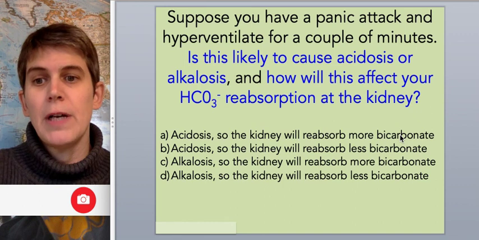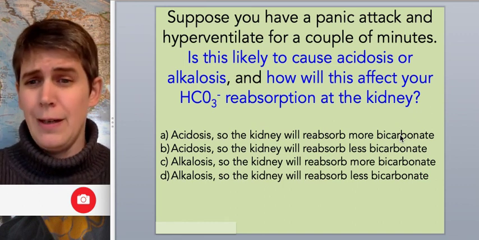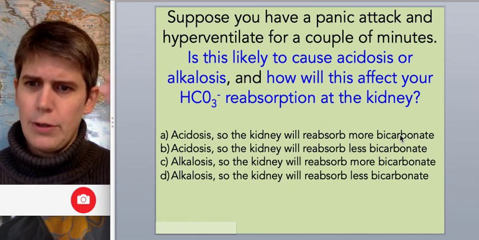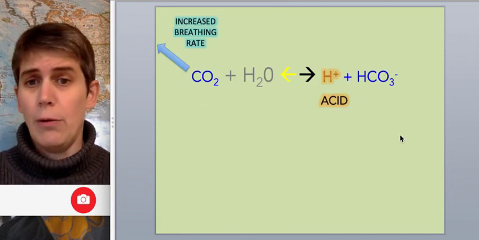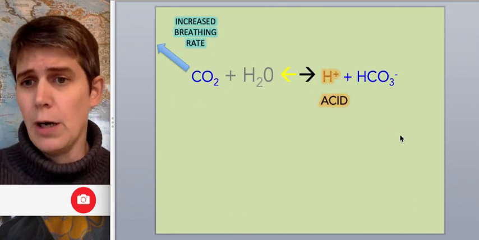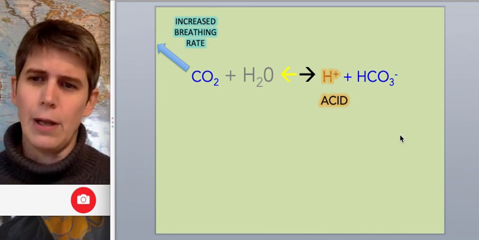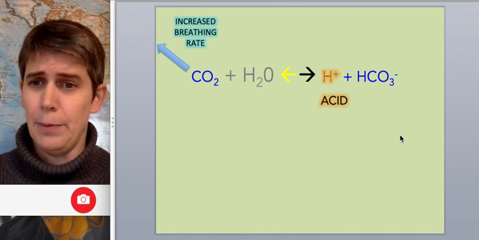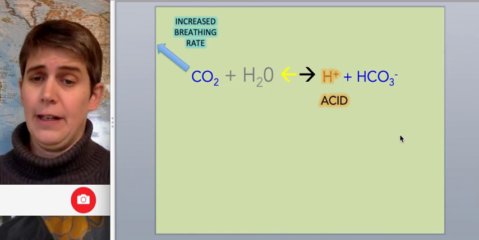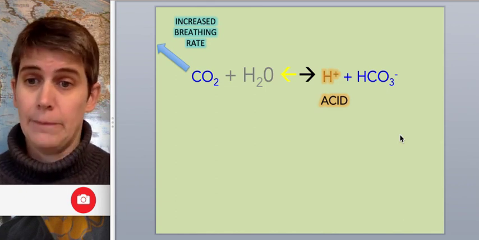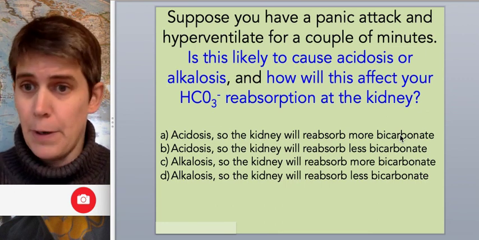Okay, so if you have a panic attack and you're hyperventilating, if you just look at the word hyperventilate, it's hyper, much more, ventilate, breathe, so you're breathing more. And we already know that if you breathe more, you're getting rid of more carbon dioxide. So you're pulling this reaction to the left, and the net result is that your blood is going to have less acid in it, and eventually it will have too little acid in it, that is, it will become alkaline. So alkalosis is the first part of the answer.